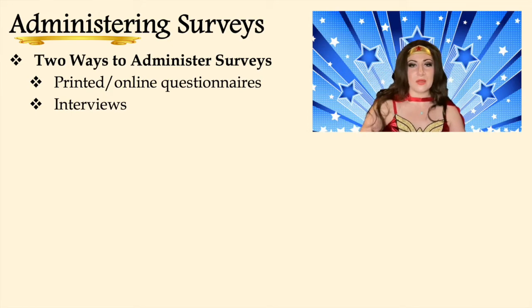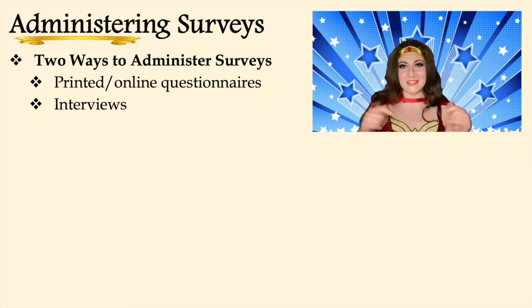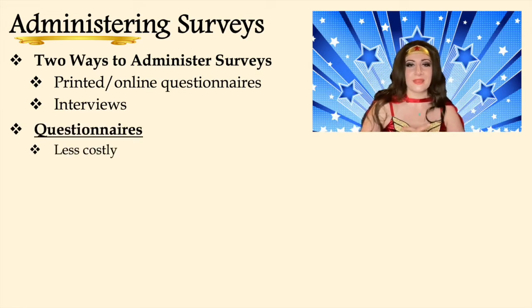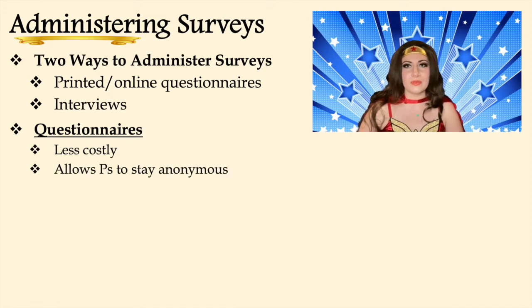So if we think about the first option, using questionnaires, this is definitely the cheaper option. It's less costly. It also allows participants to stay anonymous, and this is important because, going back to our concept of social desirability, if participants feel like they remain anonymous and the researcher's not in front of them asking them the questions, maybe they're more inclined to tell the truth and be honest.